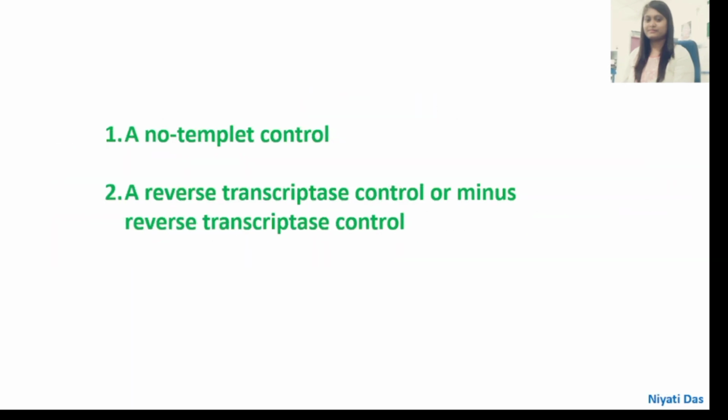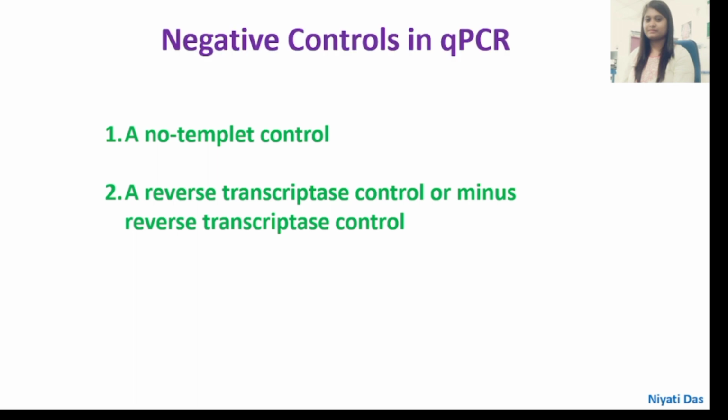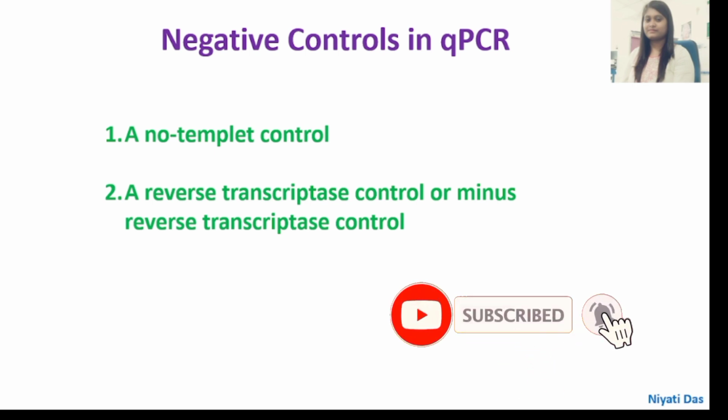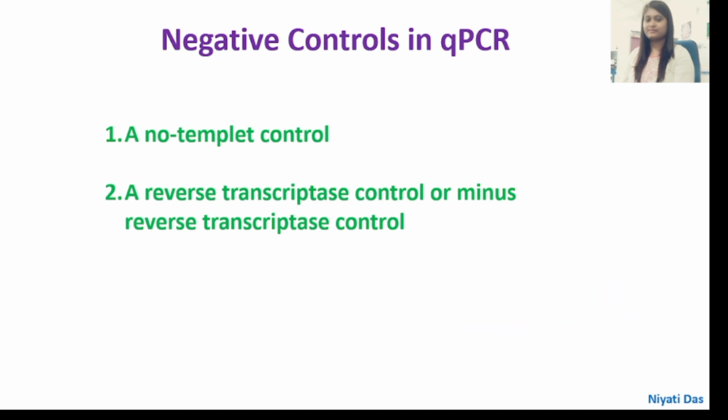Then what controls do we use for qPCR? These are the negative controls, to check whether the PCR reaction we are performing is correct or not. Here we have to take technical replicates as well as biological replicates. For the technical replicates, we take the no template control, which means we omit the DNA or RNA template from the reaction, and it serves as the general control.